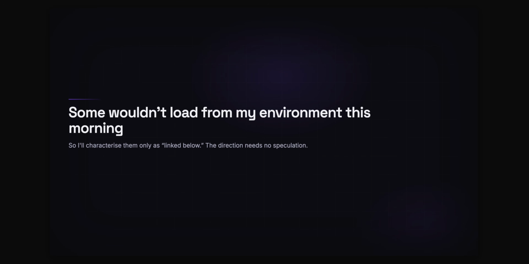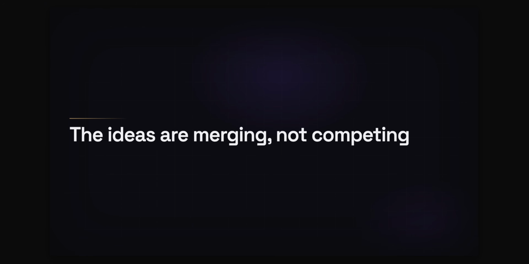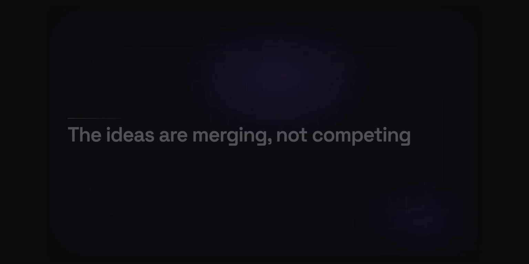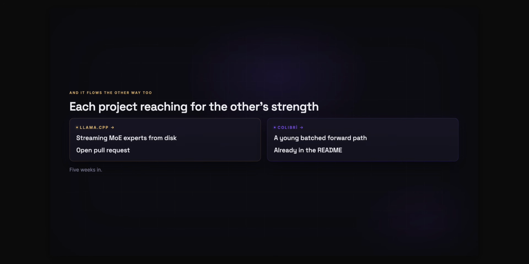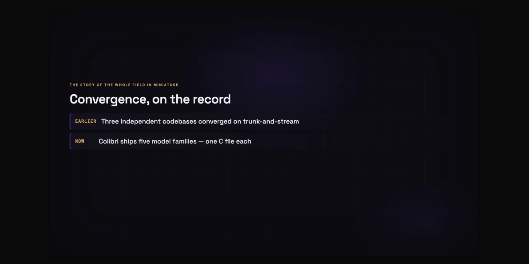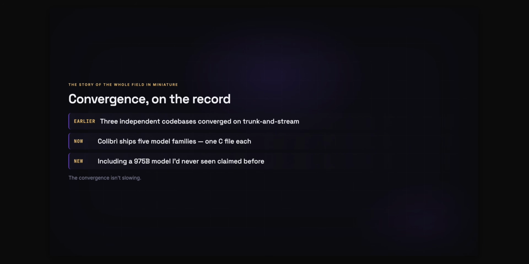And it flows the other way too. The streaming side's README already advertises its young batched forward path. 5 weeks in, each project is reaching for the other's strength, which is the actual story of this whole field in miniature. We watched 3 independent codebases converge on trunk and stream earlier this year, and Colibri now ships 5 model families, 1 C file each, including a 975 billion parameter model I'd never seen claimed before. The convergence isn't slowing, the rivalry is a snapshot, the merge is the movie.